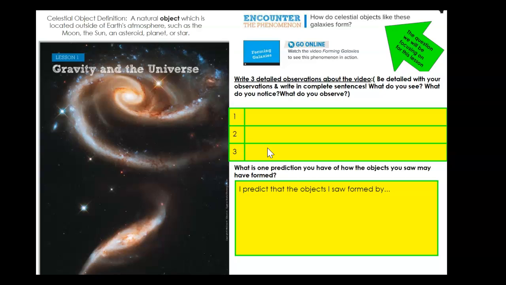Okay? Second question you're going to answer is, what is one prediction you have of how the objects you saw may have formed? In the video, they'll give you some ideas of how they formed, and it's up to you to make up your own conclusion of how these objects formed. Okay, I included a sentence starter here. It says, I predict that the objects I saw formed by... Okay, so here is the video.